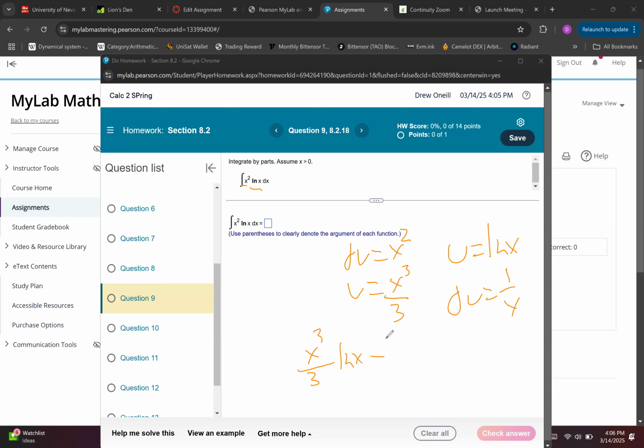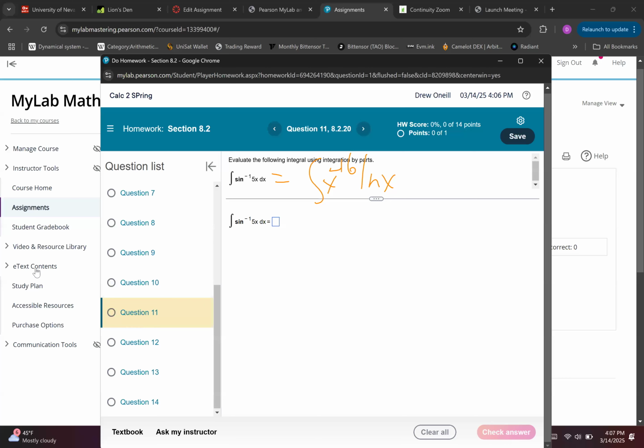So how do we do this one? Let's see. We have arc sine of 5x. It says to evaluate it using integration by parts. Any ideas on this? Okay, so this is tricky. I'm not exactly sure why they're saying integration by parts because it's a little more technical than that. You may or may not recall doing problems like this in pre-calc.